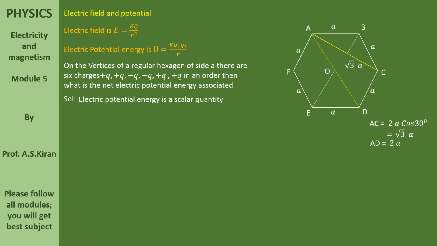Now, electric potential energy is a scalar quantity. Consider the hexagon, with all sides A, and the vertices A, B, C, D, E, F. Now, the thing here is to arrange the given charges on the vertices.